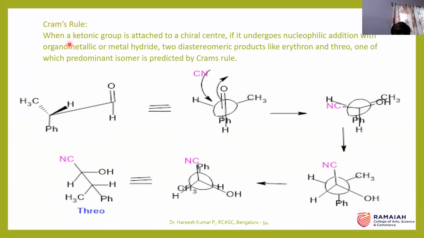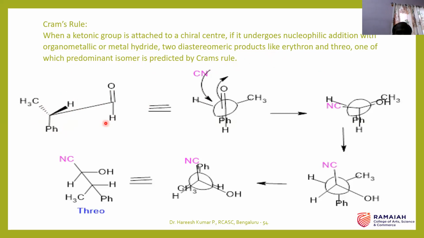So what we can say is that when a ketonic group is attached to a chiral center, and it undergoes nucleophilic addition with an organometallic or metal hydride, two diastereomeric products, erythro and threo, are formed. But out of these, which one is predominant is predicted by Cram's rule. Okay, so how can we explain?